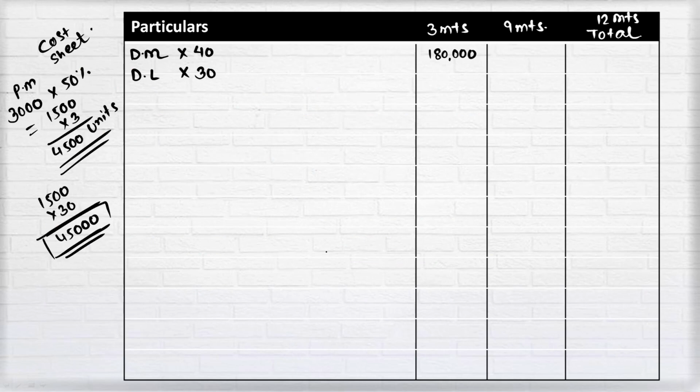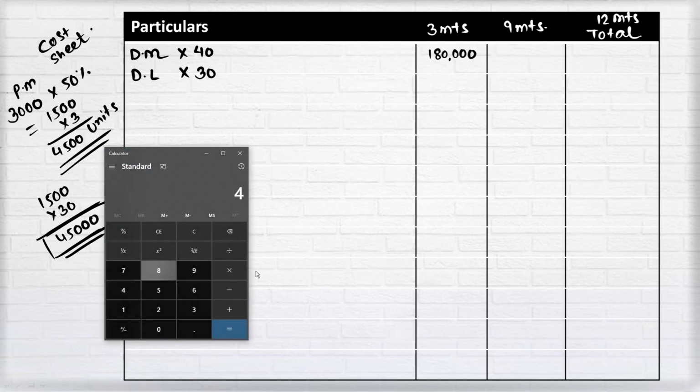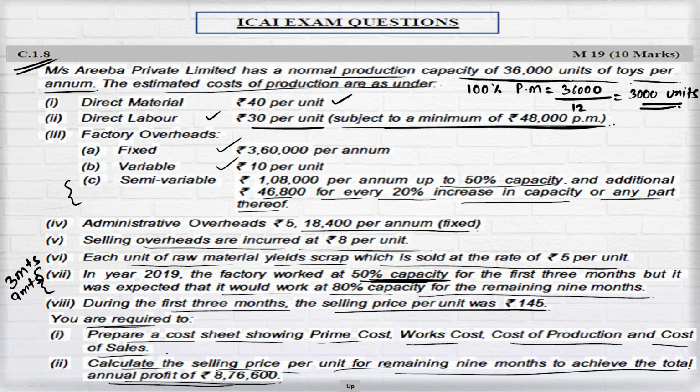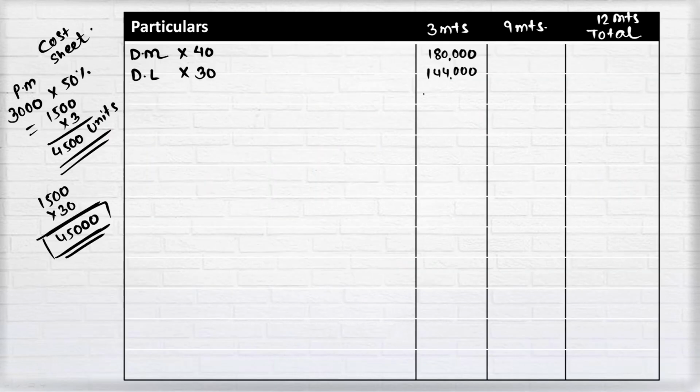So my answer will be 48,000 into 3. Why 48,000 into 3? We are talking about 3 months, which is 1,44,000. There are no direct expenditures, so we can total this out with prime cost. This will be my prime cost.